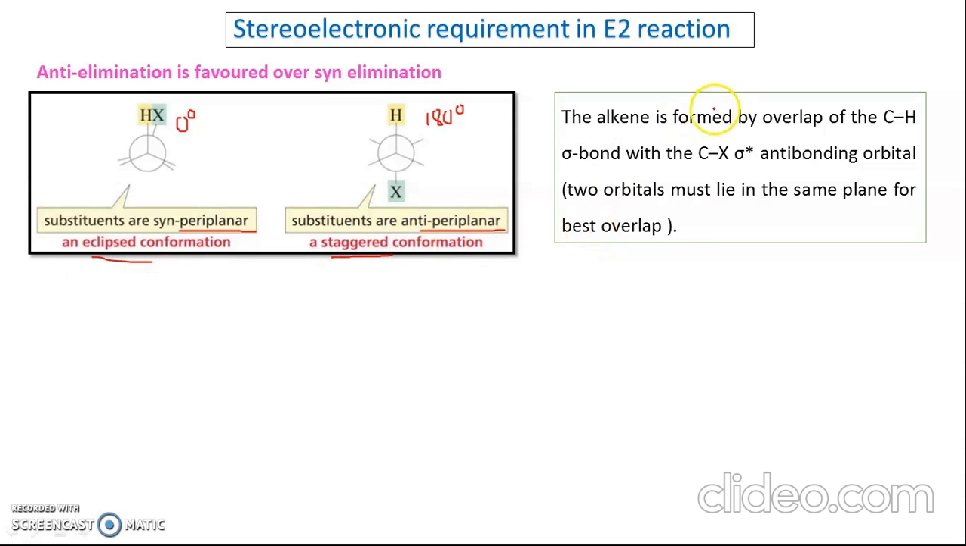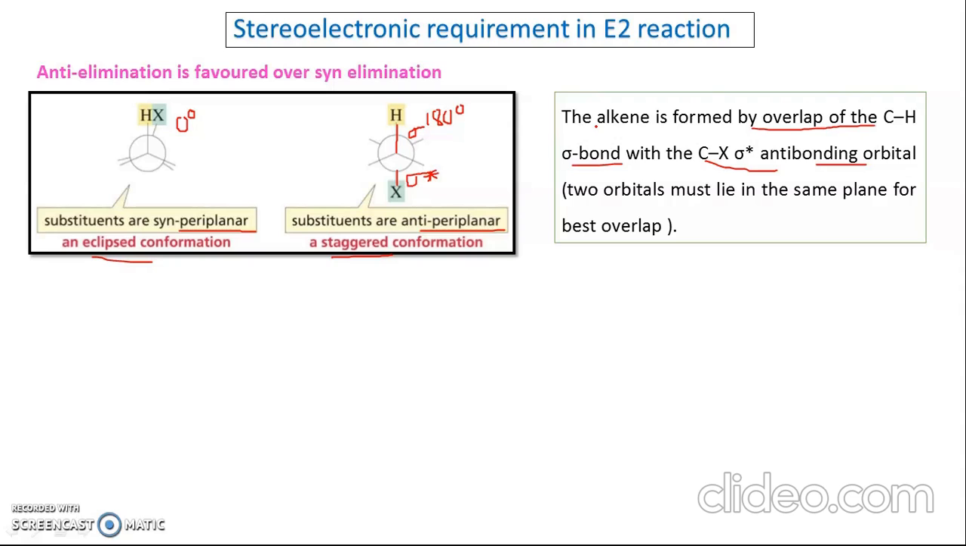Now, the alkene is formed by the overlap of the C-H sigma bond and the C-X sigma star anti-bonding orbital, that is sigma star of C-X and sigma of C-H. So the alkene is formed by the overlap of this sigma bond from C-H and sigma star from C-X. These two orbitals must lie in the same plane for base overlap.